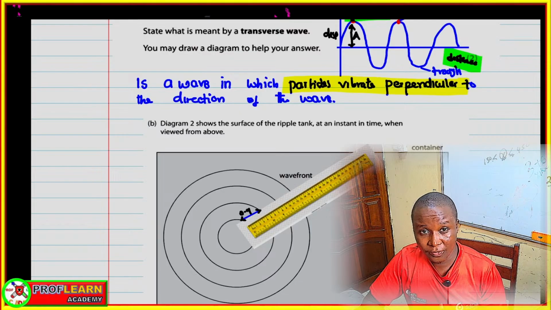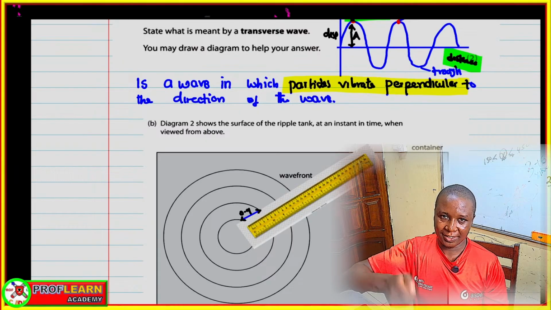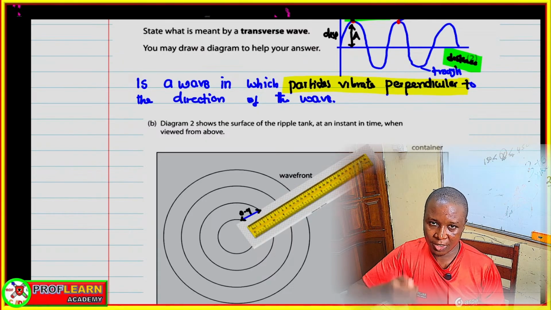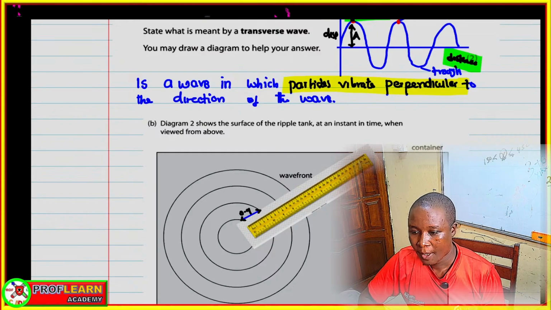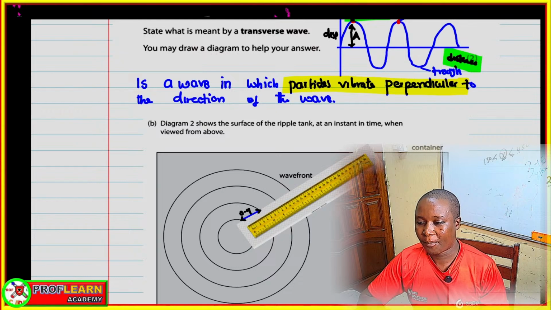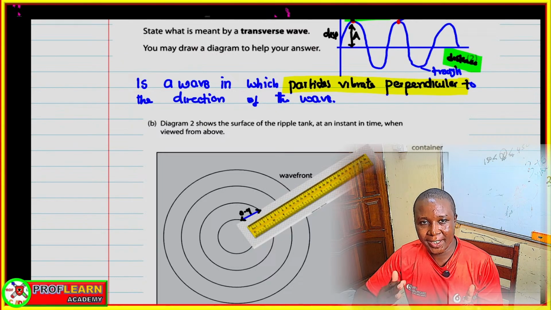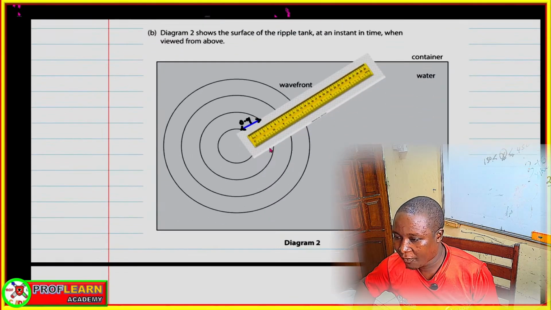Another example of a transverse wave is light waves. If a spring is moved up and down like this, it will create a transverse wave. If a rope is jerked up and down like this, it's going to create transverse waves. If you want to determine the wavelength of a water wave, you are going to measure the distance between the wave fronts. So we have wave fronts here, and to find the wavelength, you measure this distance.